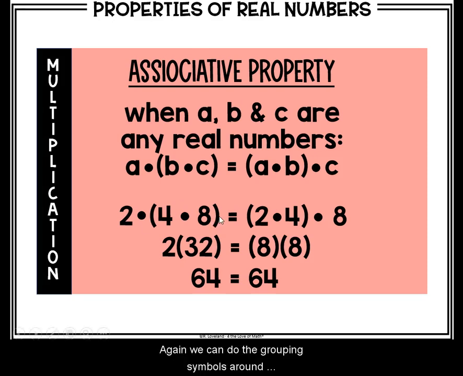Again, we can do the grouping symbols around the outside values and have the inside value, the 4, be on the outside, not inside the parentheses. We can do 8 times 2, which would give us 16. 16 times 4 is still going to give us 64. The order of the values does not matter when you are multiplying like this. That's what the associative property tells us.